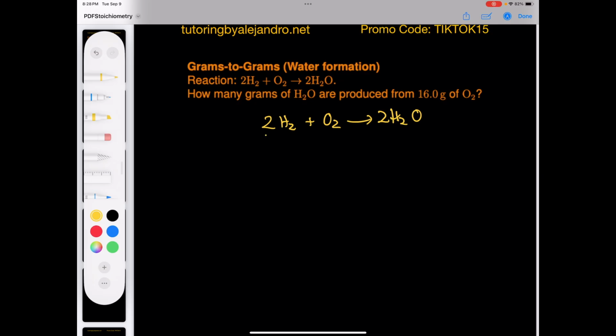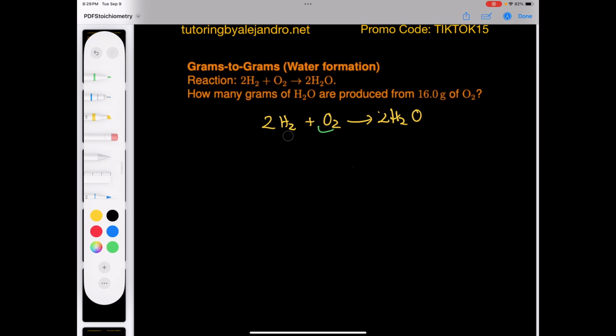So here on the left, we have 2 times 2, that gives me 4 hydrogens. And then 1 times 2 gives me 2 oxygens on the left side, right? Okay, great. And on the right side, we have 2 times 2 is equal to 4 hydrogens, right? And then this 2 also multiplies the O, so that means I have 2 oxygens on the right. Okay, so that means we do have a balanced equation. So that's good. Okay, we can keep going.